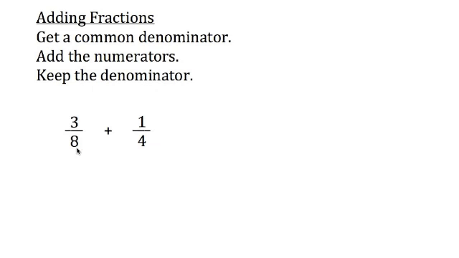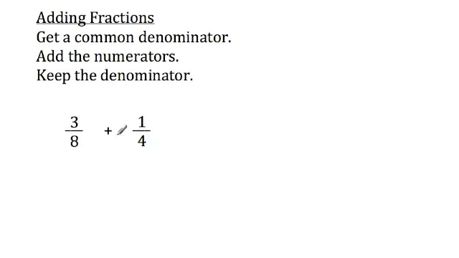Let's consider this example. 3/8 plus 1/4. To add these two fractions, we will go through the same steps that we always do. First, we need to make sure that we get a common denominator. Looking at these two fractions, right now we see that the first fraction has a denominator of 8, while the second fraction has a denominator of 4. They do not have a common denominator right now, so we've got a little work to do before we can continue.